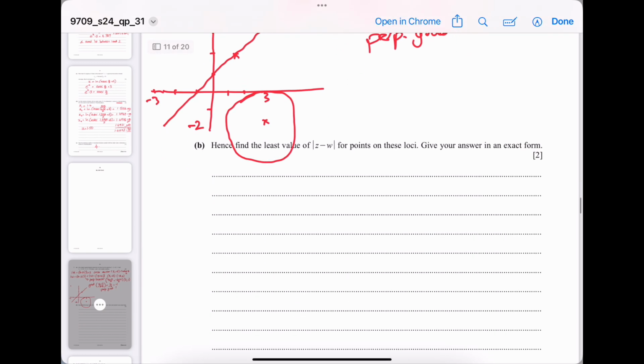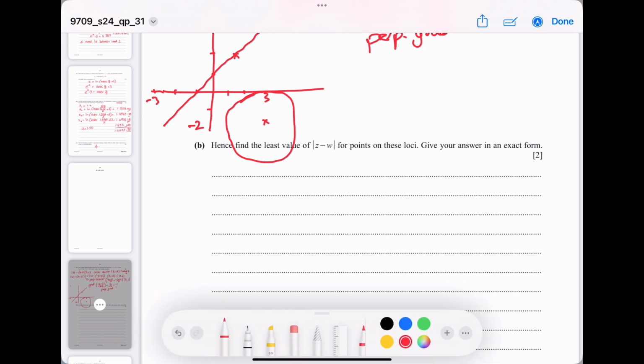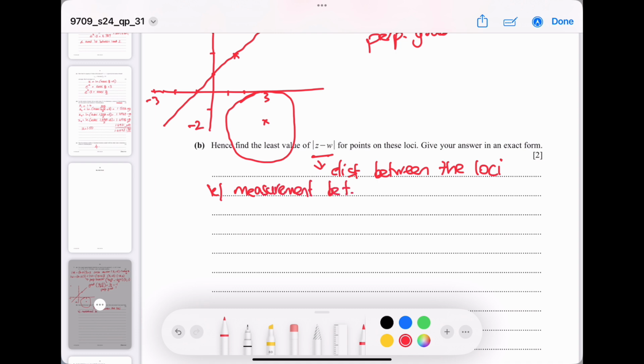Hence, find the least value of z minus w for the points on these loci. So if we're trying to find the least value, what we're essentially doing is finding the distance between the loci. So in other words, the measurement between the circle and the midpoint, or the coordinate 0, 1. So in other words, this measurement here.